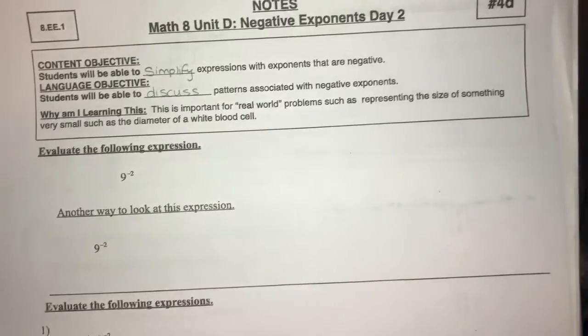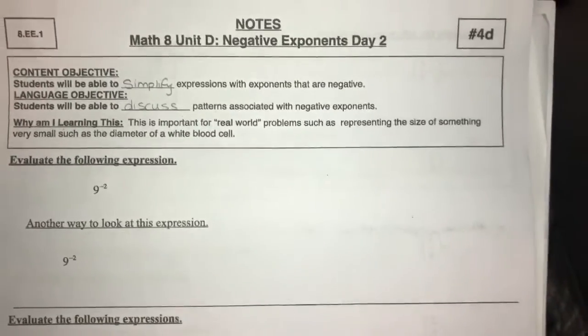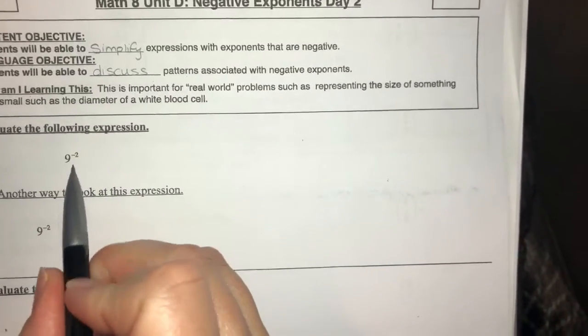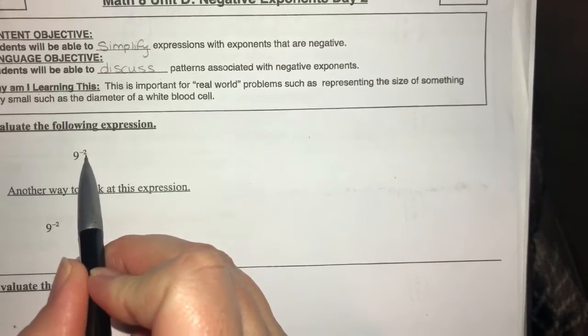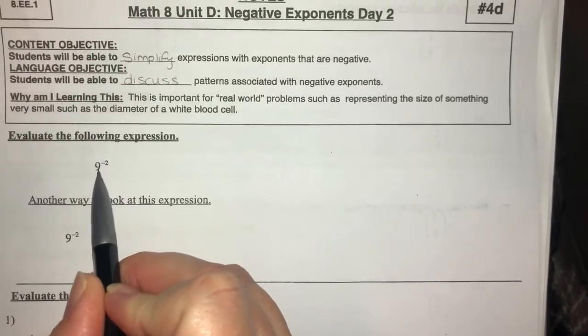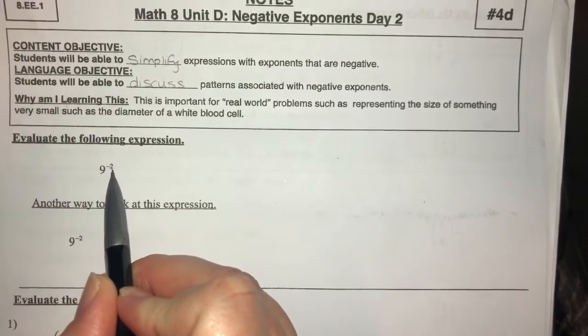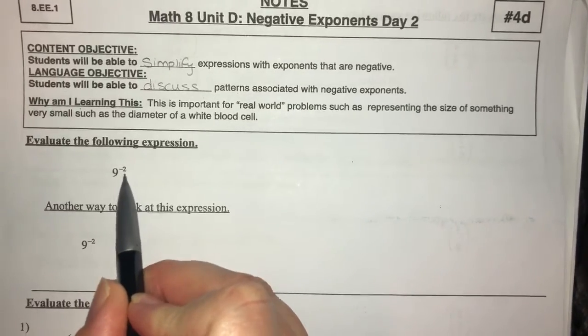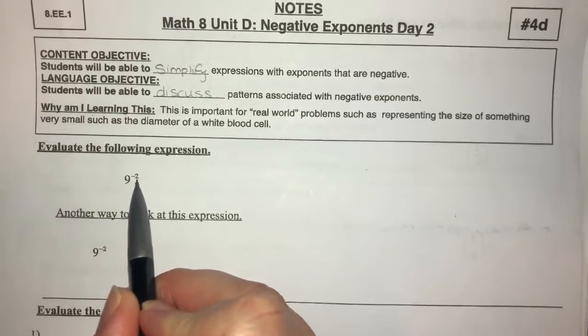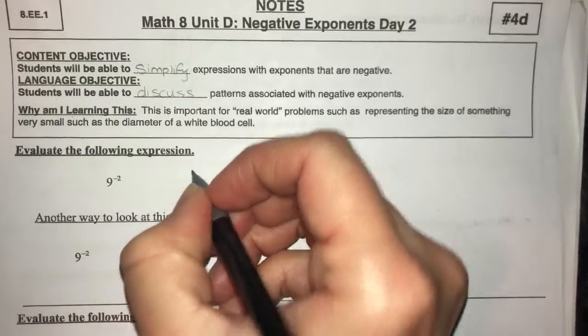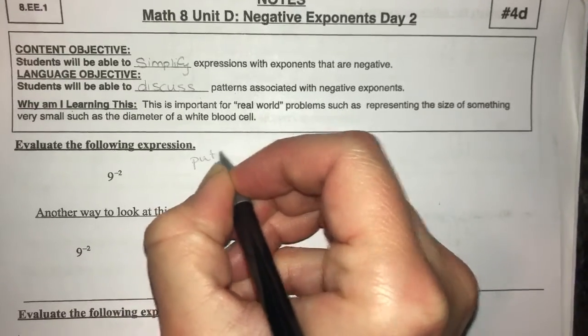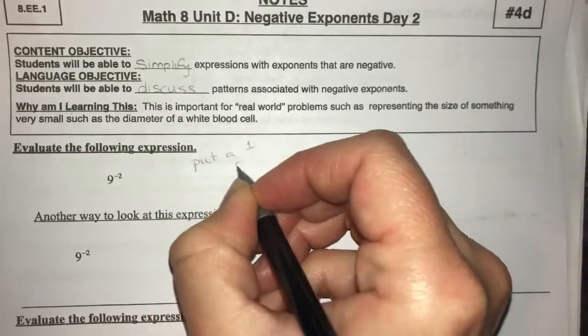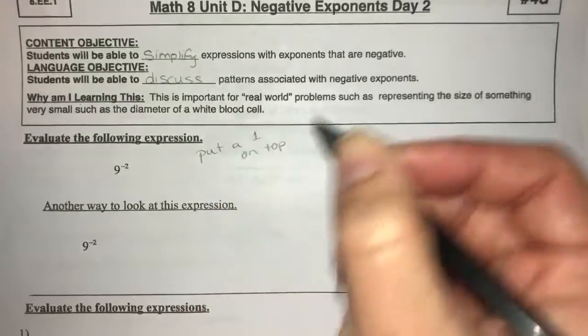So today we're looking back at those negative exponents, so we want to remember what all this means. Remember, if we have 9 to the negative second power, we cannot write 9 negative 2 times. So we've got to make this exponent positive. In order to make it positive, remember we put a 1 on top. Remember that changes the sign.